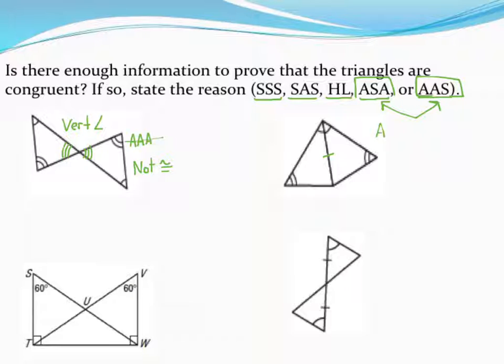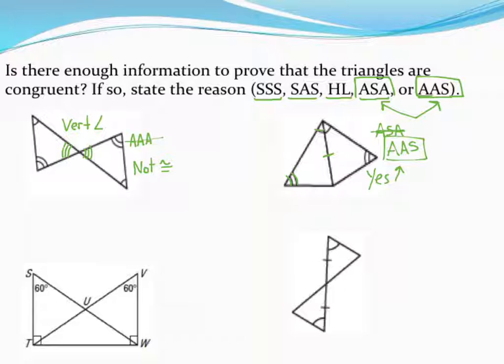So it should either be angle, side, angle, or angle, angle, side. Both of those have 2 A's and an S in them. Because that side is not in between these 2 angles, it is going to be an example of angle, angle, side. So yes, these triangles are congruent to each other because of angle, angle, side.